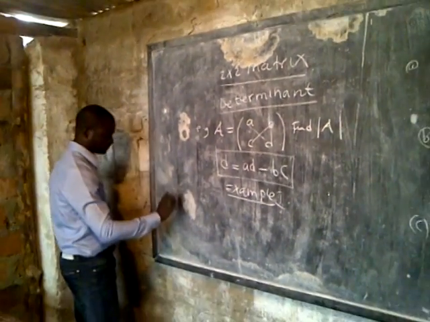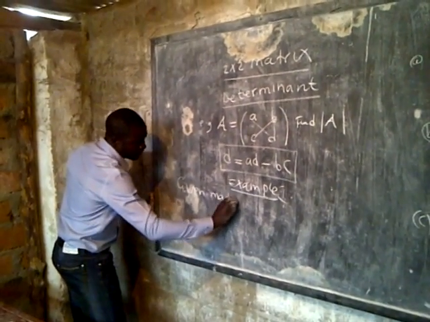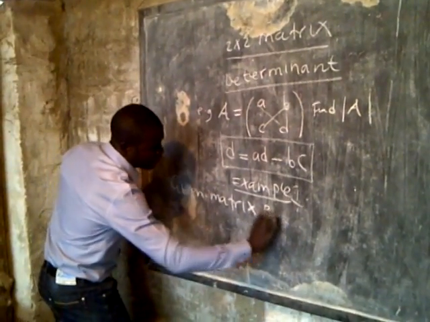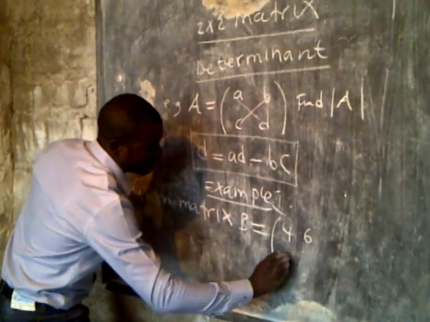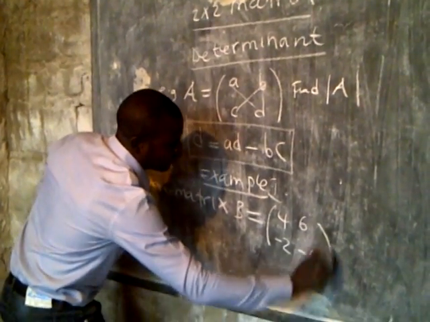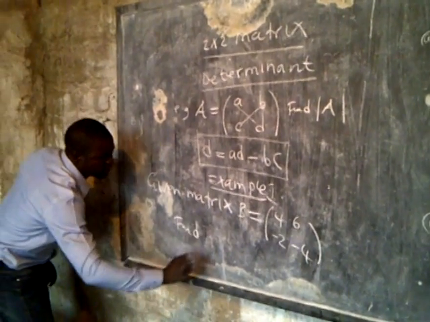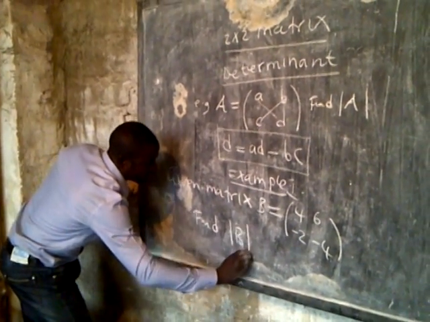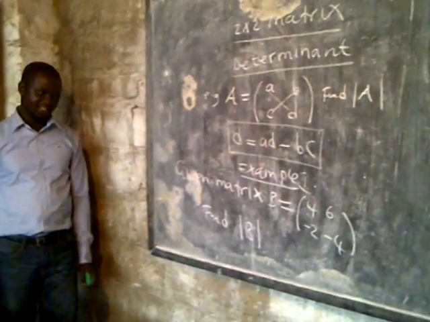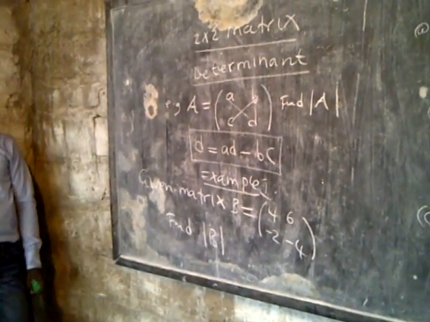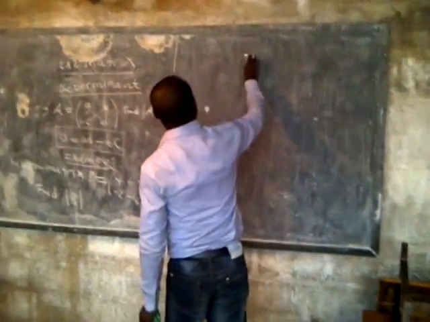Example 1. Given matrix B as 4, 6, minus 2, minus 4, find the determinant of B. So what do you do? Solution.